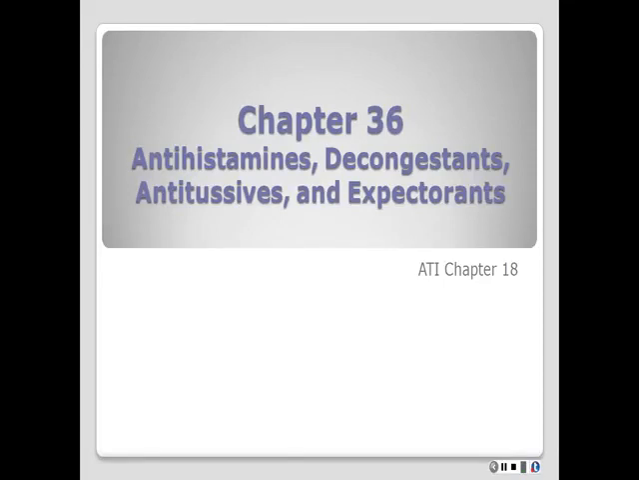So this is Chapter 36, Antihistamines, Decongestants, Antitussives, and Expectorants in ATI. This is Chapter 18 in your pharmacology book, starting on page 575. We're going to discuss antihistamines, decongestants, antitussives, and expectorants, how they work, what they're used for, and then, of course, like always, we'll talk about nursing implications for these drugs.